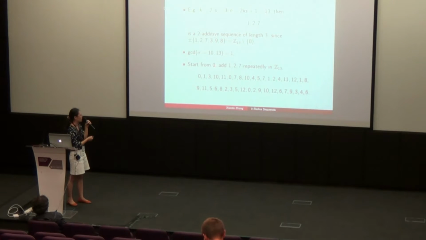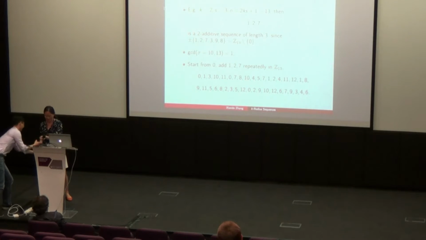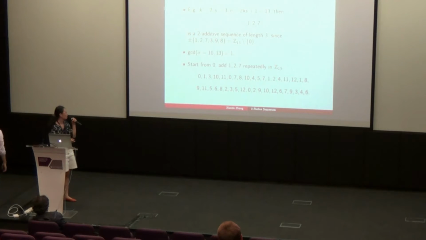We start from the symbol 0, then add 1 to 0, then 2 to 1. So add 1 to 0, we get 1. Then add 2 to 1, we get 3. And add 7 to 3, we get 10. Then repeatedly add 1 to 10, get 11, and again.